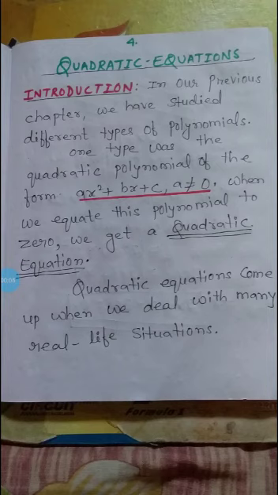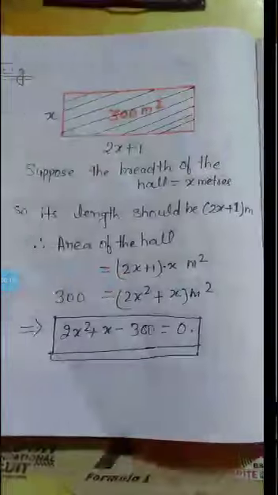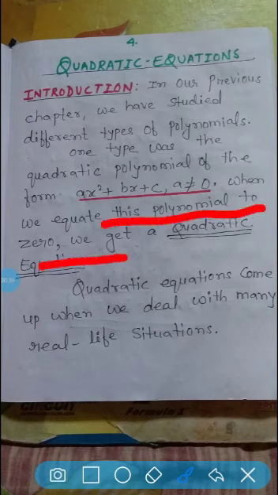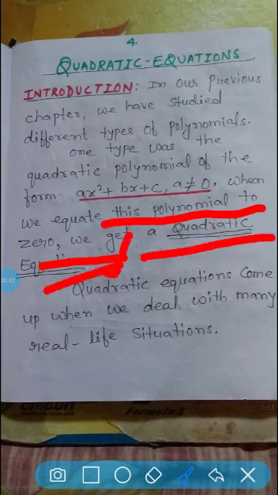In our previous chapter we studied different types of polynomials, and only one type was the quadratic polynomial. The form ax square plus bx plus c, where a is not equal to 0, is known as a quadratic polynomial. And when we equate this polynomial to 0, we get a quadratic equation.